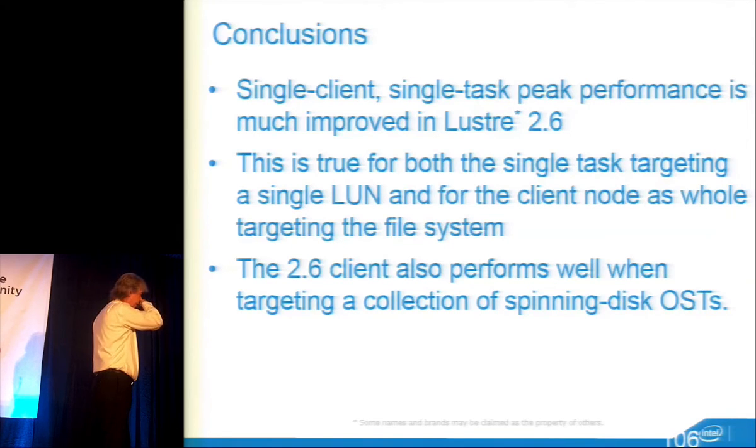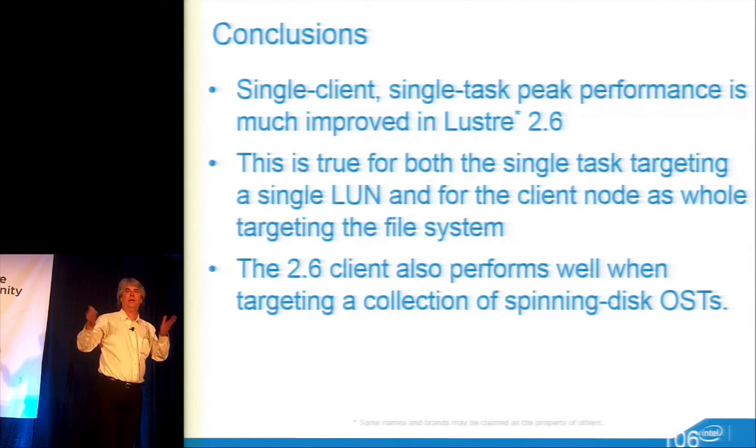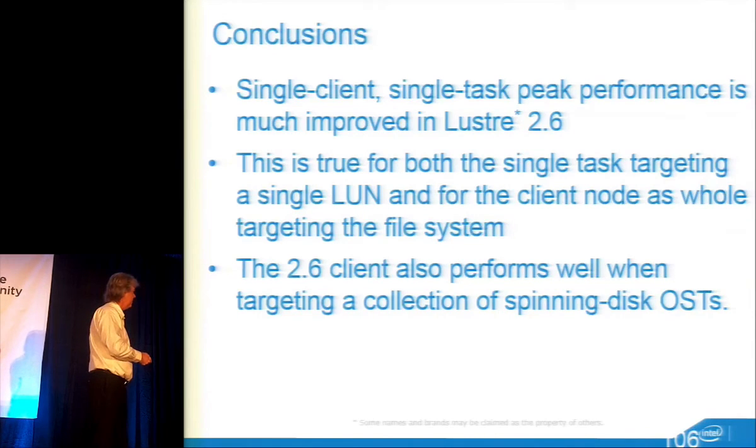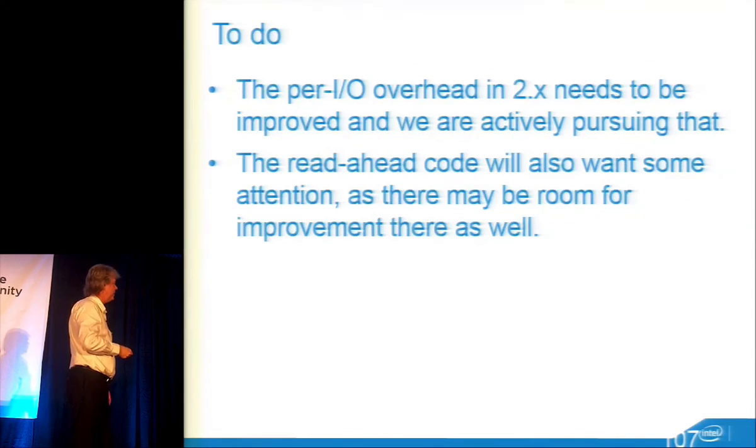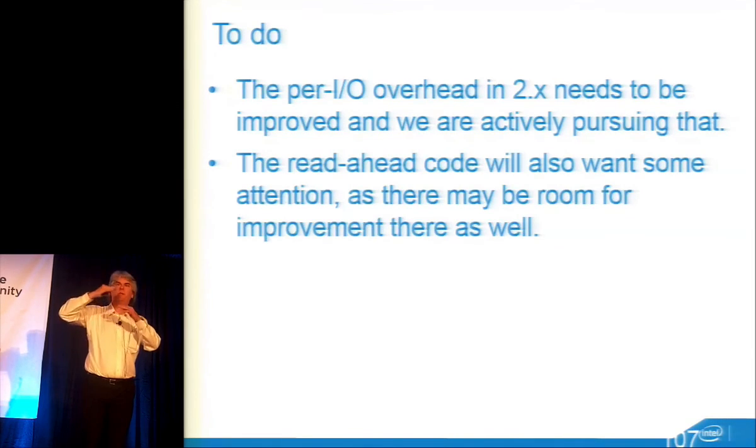So we can definitely conclude that 2.6 is going to have much better single client, single task performance. It's also true that it's going to have better performance when the entire node, all the tasks, all the CPUs on the node are included in the test. And there are a couple of things that we definitely have learned from this that still need work. In particular, the per IO overhead in 2.x needs to be improved, and there's ongoing work addressing that. And then the read-ahead code. It was pretty clear from some of our tests that we might be able to improve the read-ahead code to get some of those read numbers up a little bit.